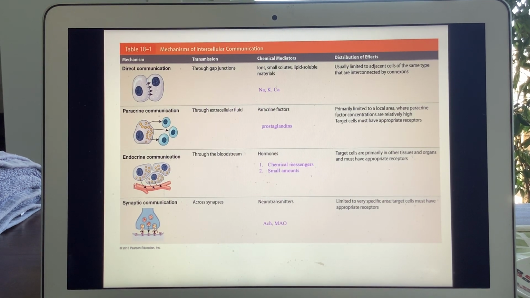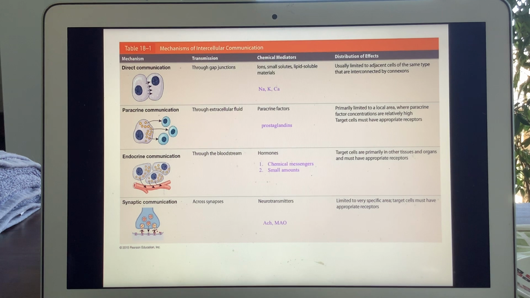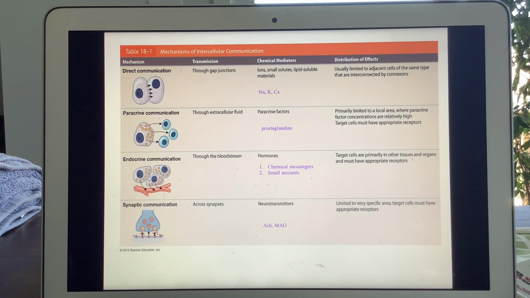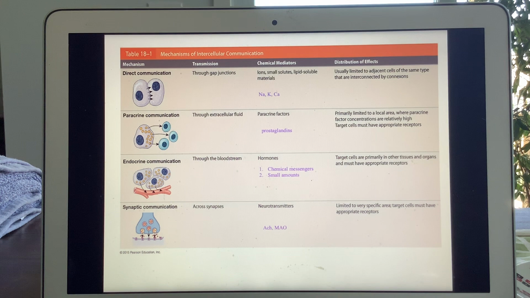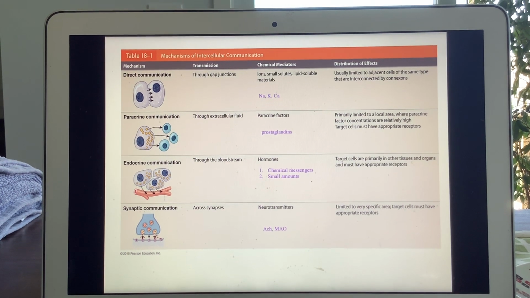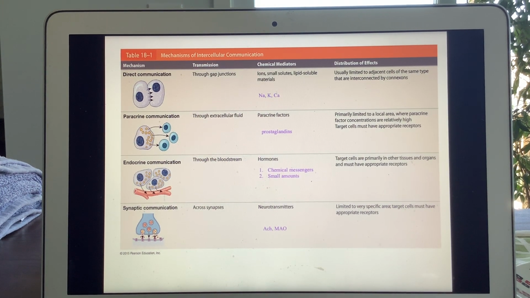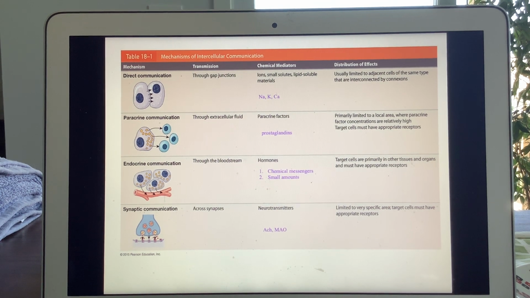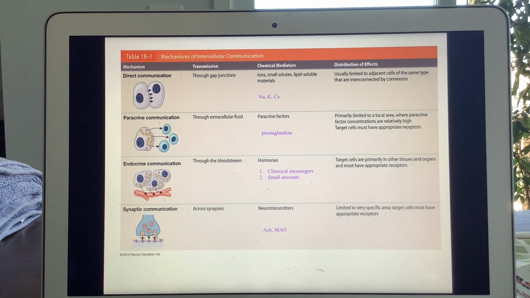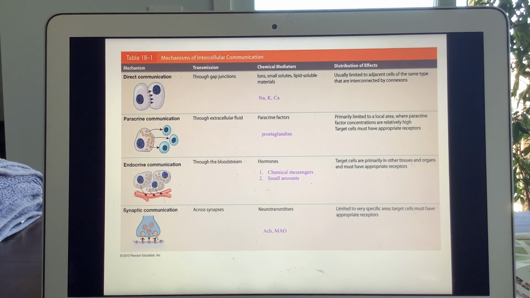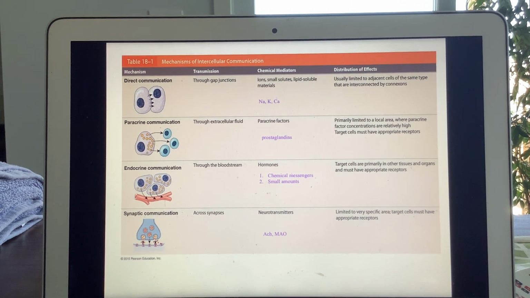How are they transmitted? Direct communication through gap junctions. We think of intercalated discs. Paracrine communication through extracellular fluid, which essentially means interstitial fluid or ISF. Endocrine communication, it's going to go into interstitial fluid first, then it's going to go into blood. And then synaptic communication occurs across a synapse, which you know is that space between a neuron and some type of muscle, in this case.